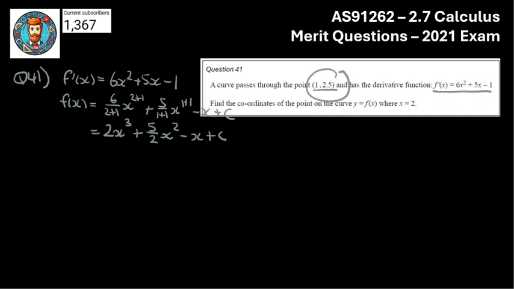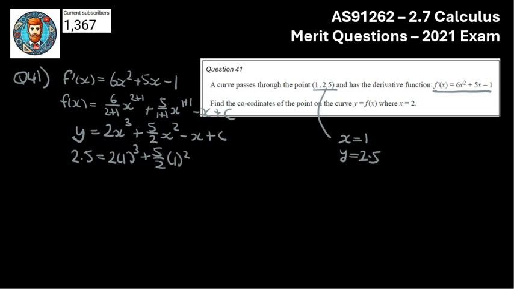So now that I've done that, I'm going to pull out the information from the coordinate. So this coordinate (1, 2.5) tells me that x is equal to 1 and y is equal to 2.5. And that's really useful because basically there's going to be a y there. So that will give us enough information. If all the x's go, all the y's go, we've got one letter, we can solve for c. So 2.5 is going to be equal to 2 times 1 cubed plus 5 over 2 times 1 squared minus 1 plus c. So 2.5 will be equal to, so 1 cubed is 1 times 2 is 2. This over here, as I said before, is going to be 2.5, so that works out really well.